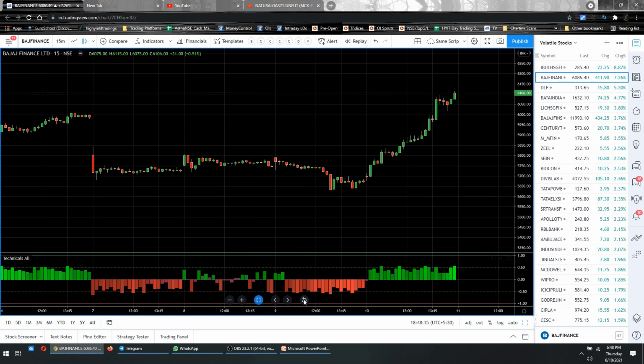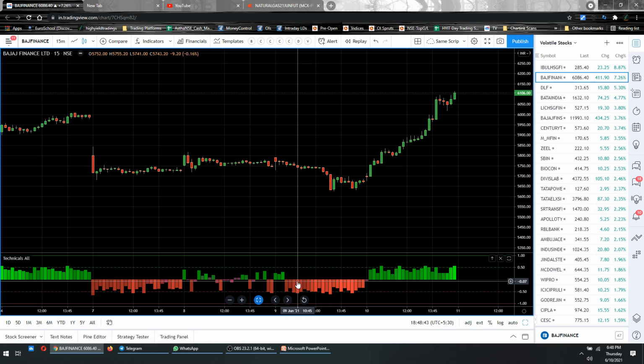Which is the second histogram that closes below the minus 0.5 mark? This one, right? The first one is the 10:30 histogram. The second histogram which breaches the minus 0.5 mark is the 10:45 candle, right? So 10:45 is the candle in which you need to initiate the short position.